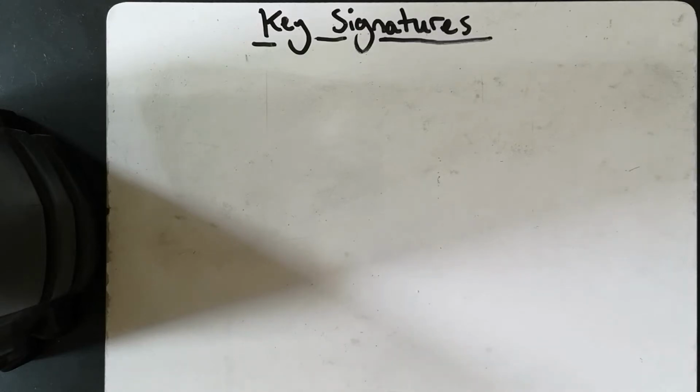In today's theory lesson, we're going to be looking at key signatures and keys in music. Now, a key signature or a key is basically a way of telling you what notes you are allowed to use, what notes sound good. The vast majority of pieces of music will have a key, okay? It'll be based around notes which sound good together.